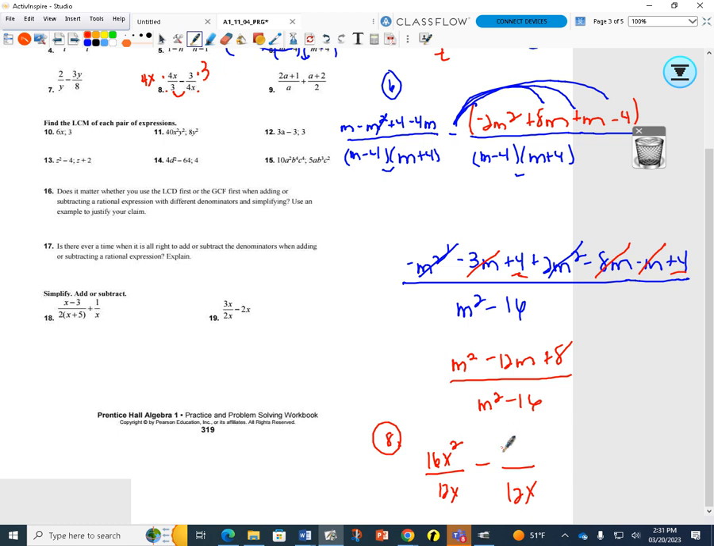Here we had to multiply this by 3, so we're going to multiply this by 3. So that's going to give me 9. So this is going to be 16x squared minus 9 all over 12x. And that would be your final answer. Notice there's a difference of squares here, but you can't do anything with it. So we're going to leave it just like that.